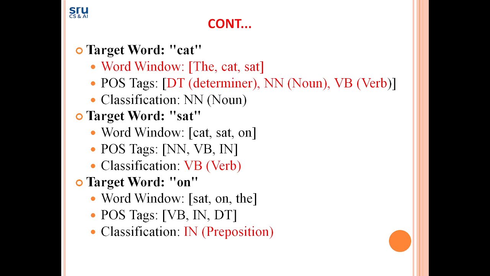In part of speech tagging, we are using, say, determiner, noun, verb. Classification: we are using noun. Target word sat, word window: cat sat on. Part of speech tagging: noun, verb, preposition. Classification: verb. Then target word on, then again here verb, preposition, determiner. Classification here, say, on is a preposition. So in this way, this natural language processing algorithm works.